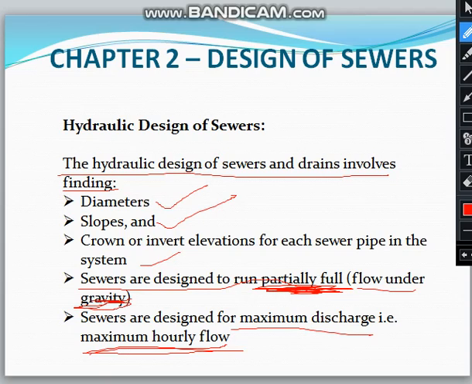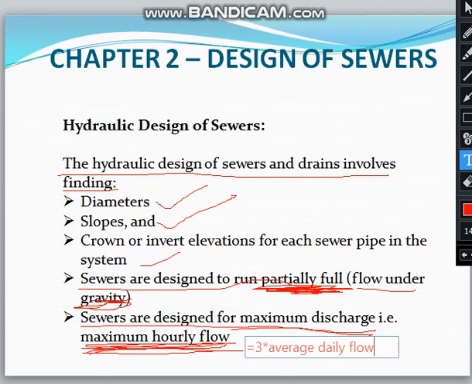I told you that generally the maximum hourly flow is equal to 3 times the average daily flow. So this is very important. Sewers are designed for maximum discharge, that is maximum hourly flow, which is equal to 3 times the average daily flow. Again, this average daily flow we have to calculate.